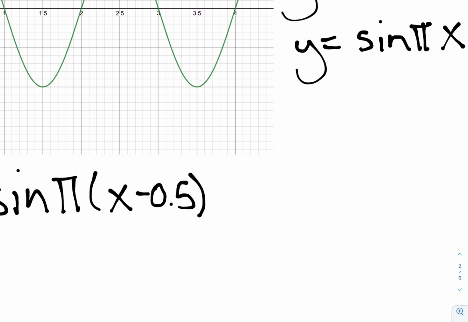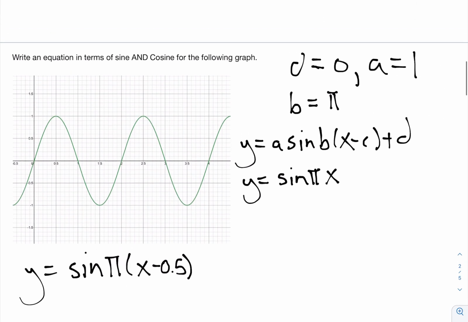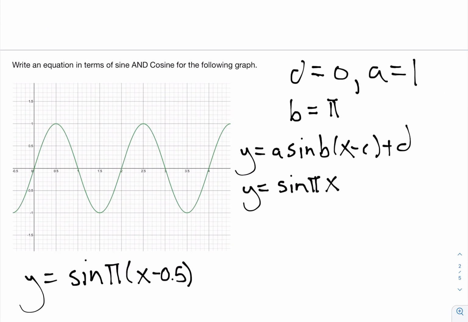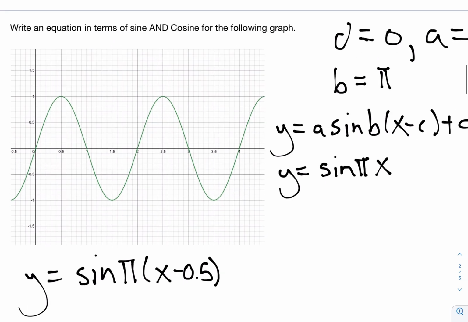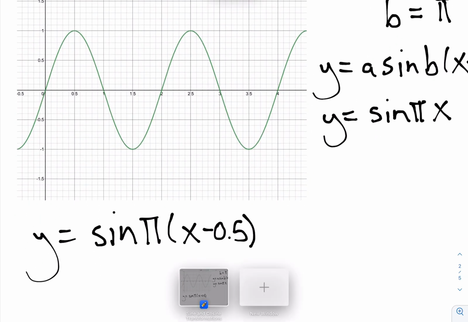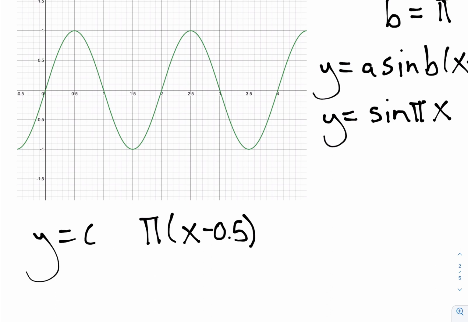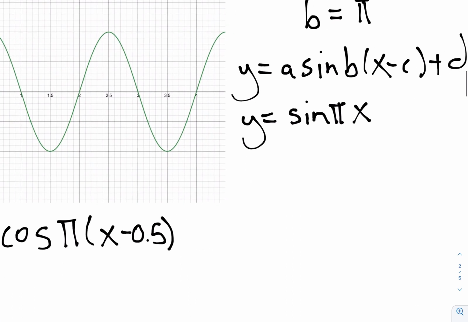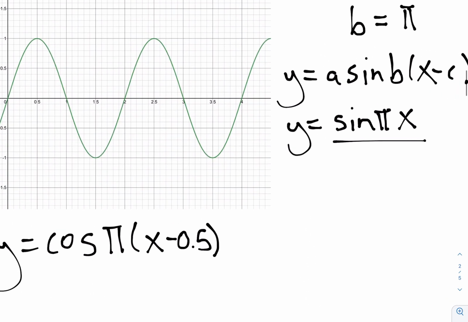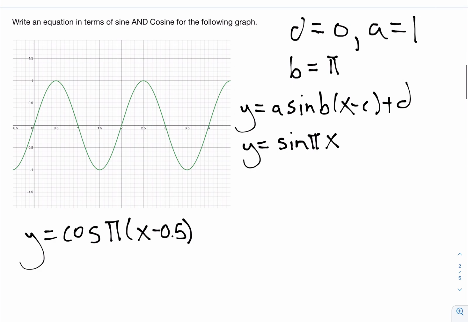If it's shifted to the right, we're going to be subtracting, and if we're shifted to the left, we're going to be adding. That's another important feature of transformations. So these are our two equations, and this is not sine, that's my bad, this is cosine. So notice how sine pi x and cosine of pi x minus 0.5 are the exact same thing, except the phase shifts are different. The a value is the same, the b value is the same, the d value is the same, but the c value, the phase shift, is different.